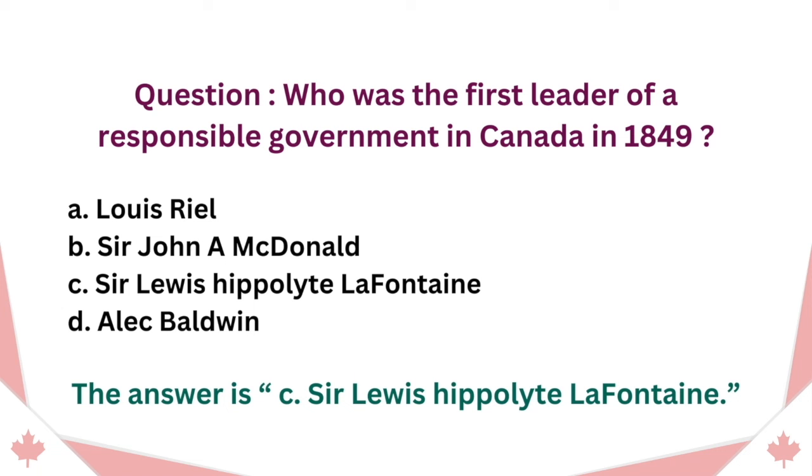Question. Who was the first leader of a responsible government in Canada in 1849? A. Louis Riel. B. Sir John A. Macdonald. C. Sir Louis Hippolyte Lafontaine. D. Alec Baldwin. The answer is C. Sir Louis Hippolyte Lafontaine.